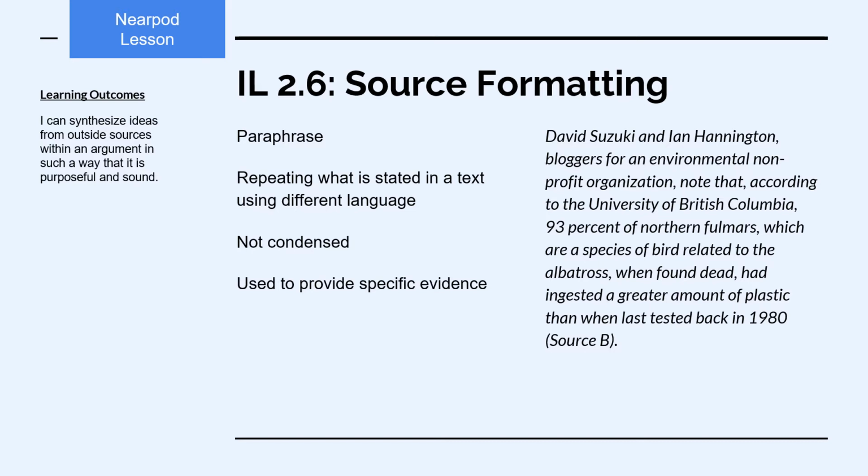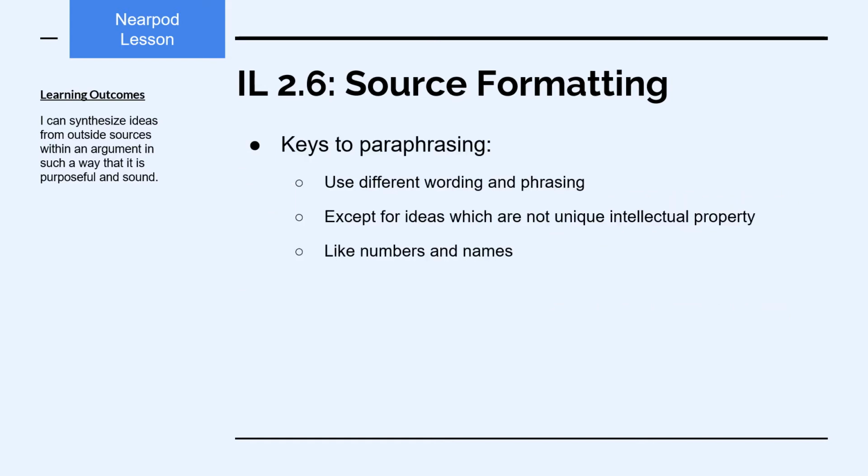David Suzuki and Ian Hannington, bloggers for an environmental nonprofit organization, note that, according to the University of British Columbia, 93% of northern fulmars, which are a species of bird related to the albatross, when found dead had ingested a greater amount of plastic than when last tested back in 1980. And that is from source B. Now, you may have noticed that in my paraphrase example, I still used some of the same words from the text. So here are some keys to paraphrasing on when you can and can't use direct wording and still call it a paraphrase.